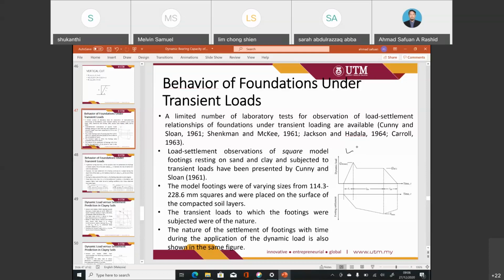and were placed on the surface of the compacted soil layer. They applied this on sand and clay. The nature of the settlement of the footing with time during the application of dynamic loads is also shown in the same figure. The first graph is the applied load, and at the same time they observe the settlement during the testing.